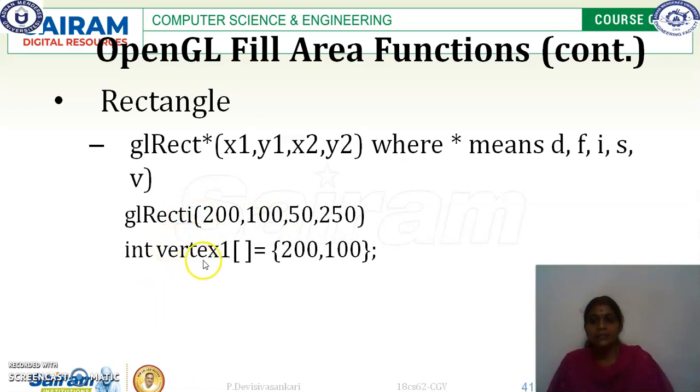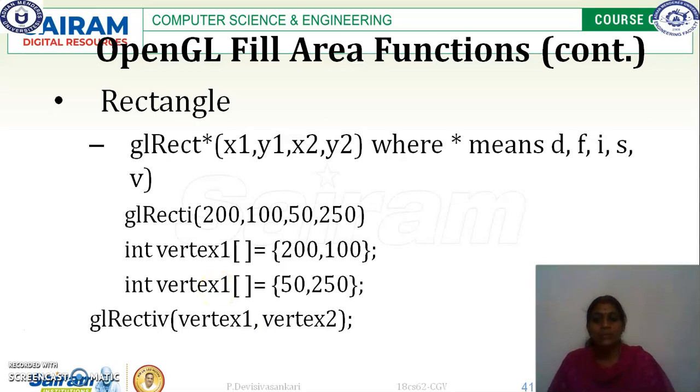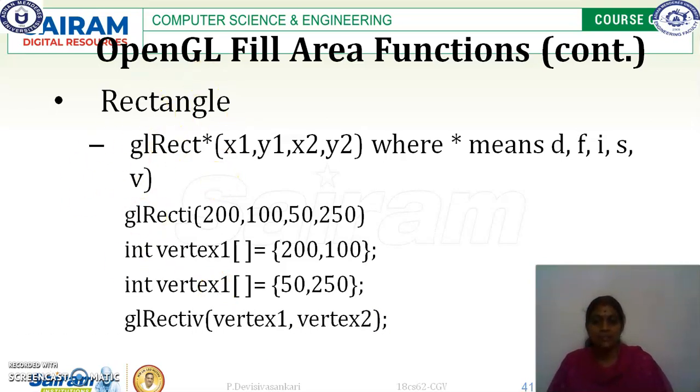See, int vertex1 is equal to 200 and 100. So vertex1 is specified as 200, 100, and another vertex, vertex2, we can specify as 50 comma 250. So we have two different vertices. To call these vertices using the glRect function, we use glRectiv, where v is the variable, saved as vertex1 and vertex2. In this way we can easily call the rectangle function.